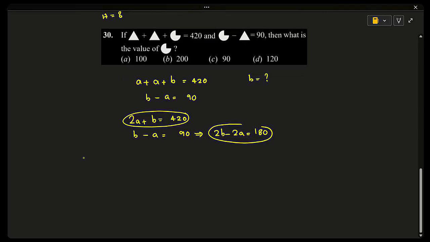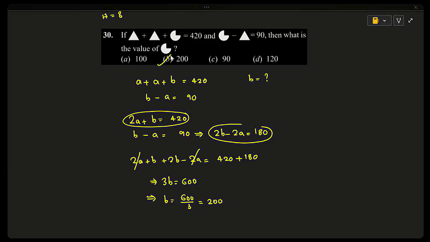So adding these two equations now, we'll be getting 2A plus B plus 2B minus 2A is equal to 420 plus 180. 2A minus 2A gets cancelled, B plus 2B is 3B, so we get 3B is equal to 600. Transpose 3 to the other side, you'll be getting division, 600 divided by 3, and the answer is going to be 200. That is option B is correct.